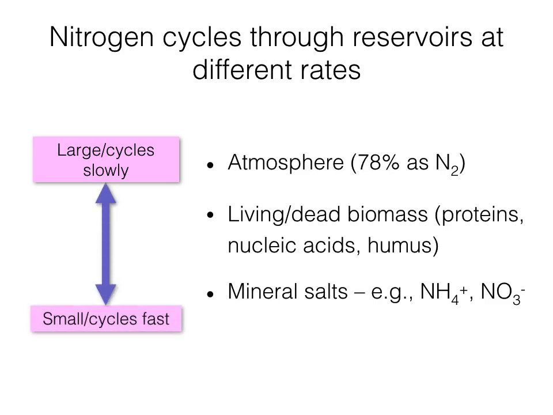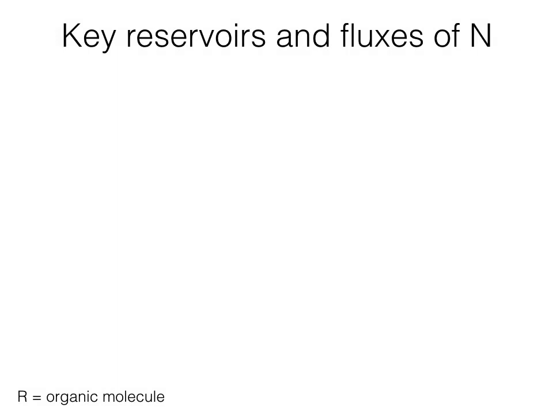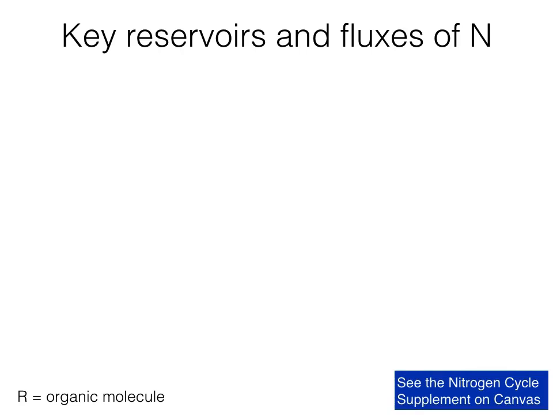These pools, due to their size, have very different cycling rates. The atmospheric pool, being the largest, cycles very, very slowly, and the mineral salts, being the smallest pool, cycle very, very fast. So they don't have very long residence times, for example. So let's take a look, just like we did with the carbon cycle, at the key reservoirs and fluxes in the nitrogen cycle. Again, I've posted a supplement on the nitrogen cycle on Canvas, so you can refer to that. It has the same diagram, and it talks about the different pools or reservoirs and the fluxes of nitrogen between them.